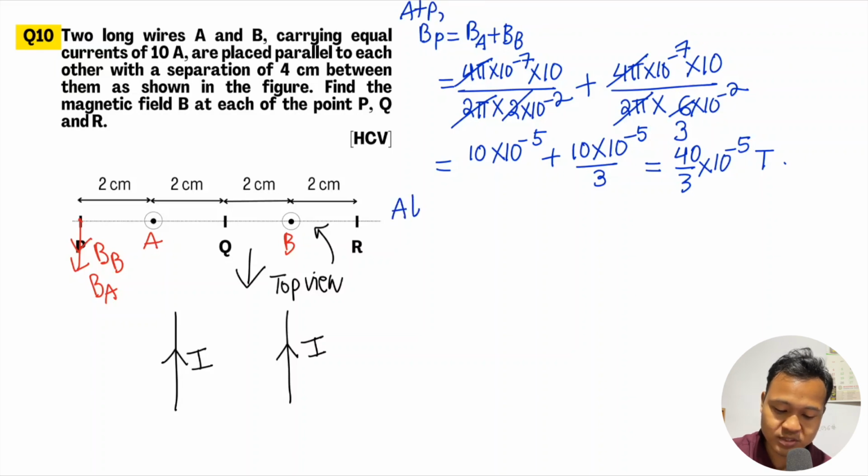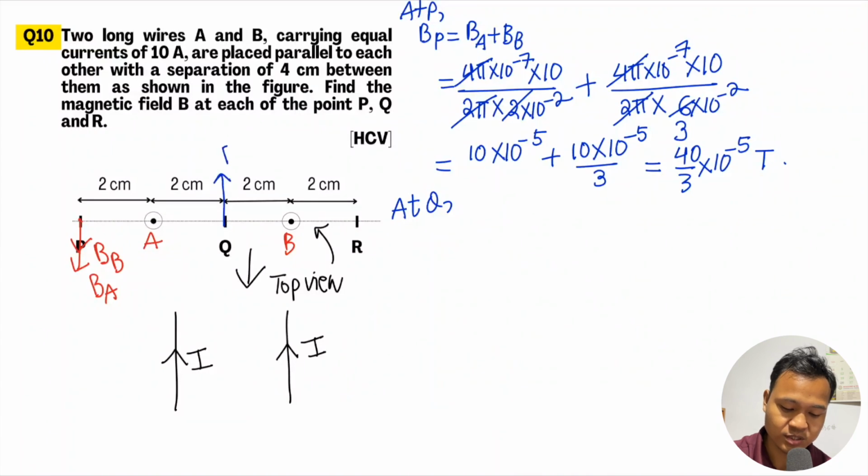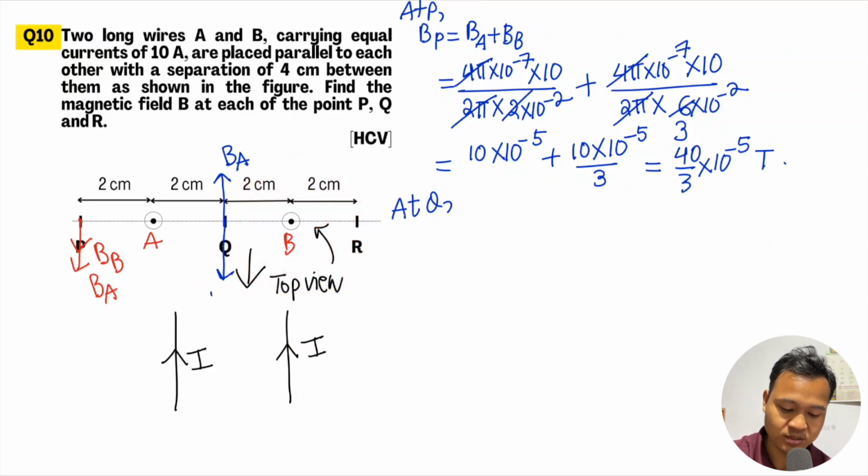Now let's see at point Q. At Q, due to wire A the magnetic field direction will be something like this, so at Q it is tilted upward. That means B due to A is upward. Due to B the magnetic field will be something like this, so it will be downwards. So B due to B is downwards.